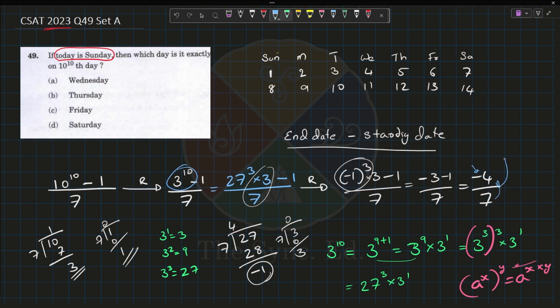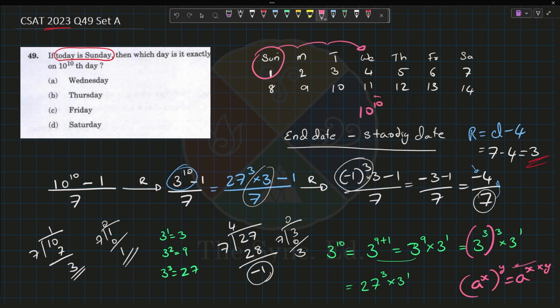So if you get something like this, then your remainder is going to be the divisor minus whatever value you got there. Our divisor is 7, so 7 minus 4, that is 3. So the remainder which I got is 3. If I got a remainder 3, that basically means, since today is Sunday, I have to add 3 days: 1, 2, 3. The 10 raised to 10th day will be on a Wednesday, and the answer is going to be Wednesday.